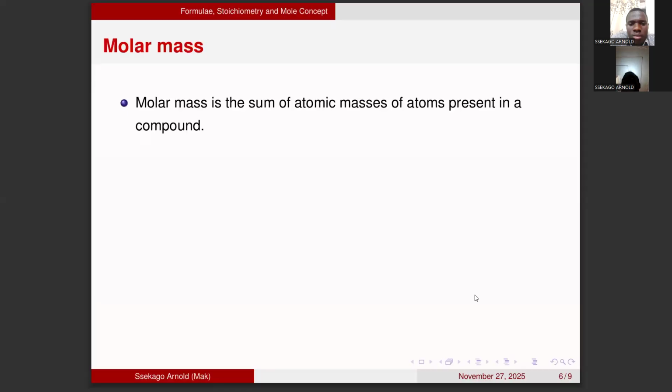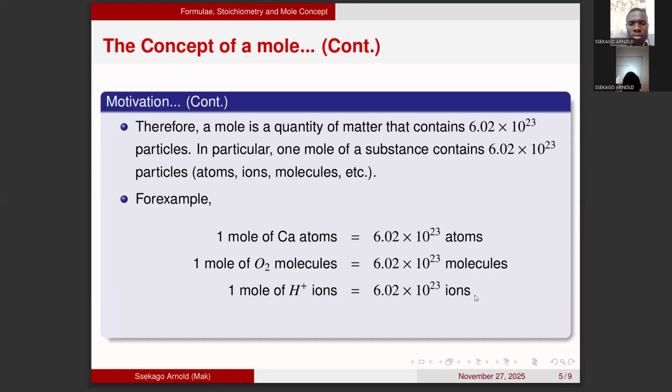Next, we have the molar mass. Hope the concept of a mole has been understood very well. How have I explained this? I have built this from what you know. What do you know? You know a dozen. You know a dozen as a counting number, that if I have a dozen, I mean 12 items.